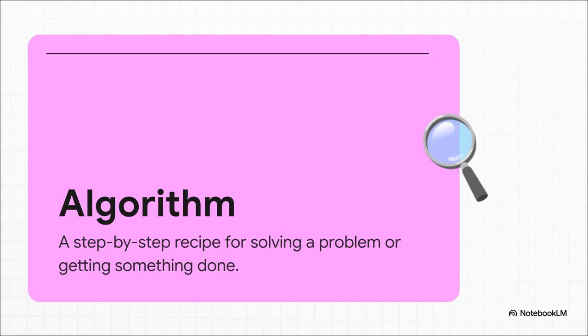At its core, an algorithm is just a recipe. It's a list of steps for getting something done. So for now, just forget all the complicated code and techie stuff. The only word you need to remember is recipe.